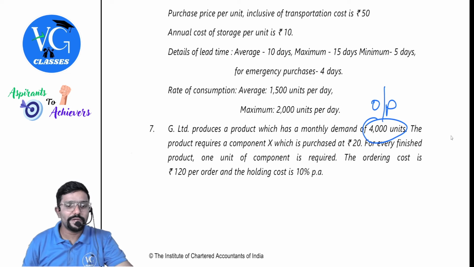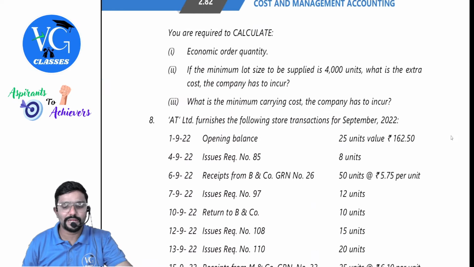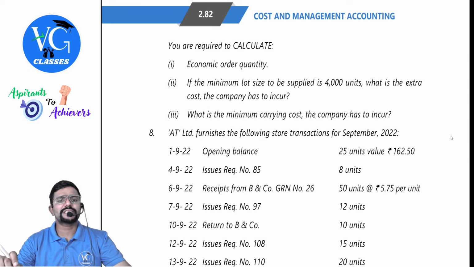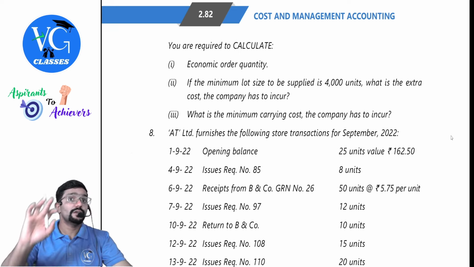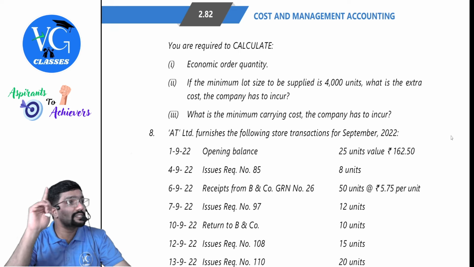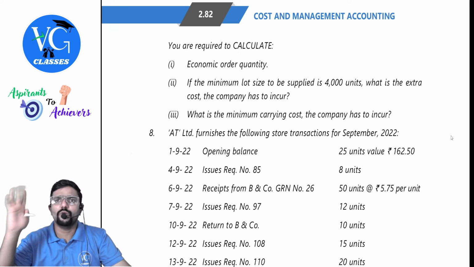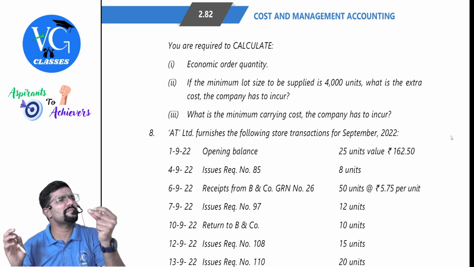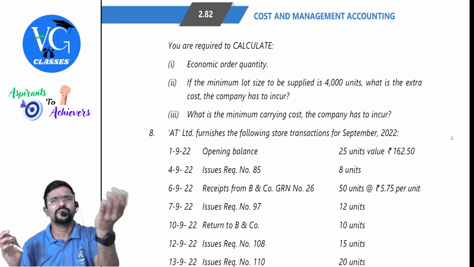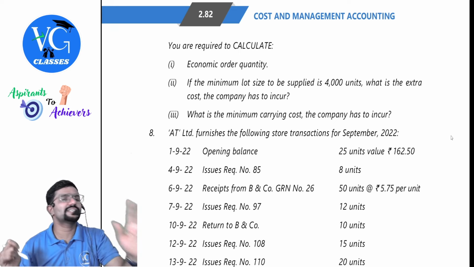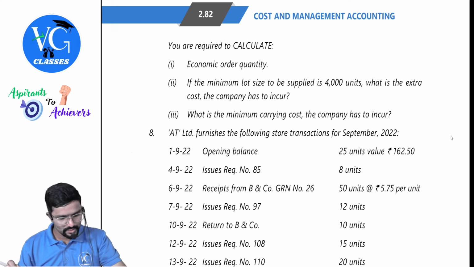The ordering cost is 120 per order and holding cost is 10% per annum. Calculate EOQ. If the minimum lot size to be supplied is 4,000 units, what is the extra cost the company has to incur? There is no discount, but they are just telling that if the minimum order size is 4,000, what is the additional cost they will incur? Price will not change. What is the minimum carrying cost the company has to incur? Cost will be minimum at what point? EOQ. So at EOQ, whatever the carrying cost is, that is considered to be minimum, guys.